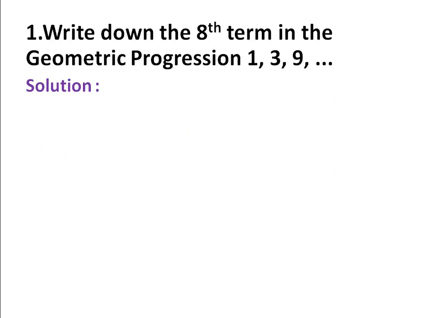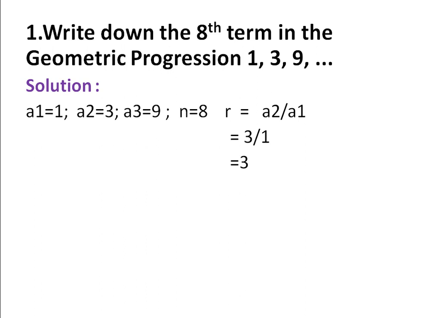Now let us see some very simple problems for understanding geometric progression. Write down the 8th term in the geometric progression whose first three terms are given: 1, 3, 9. How to find the 8th term? So A1, A2, A3 are given. N, you know, is 8. So R is equal to A2 divided by A1. The common ratio R is 3 divided by 1, which is equal to 3.